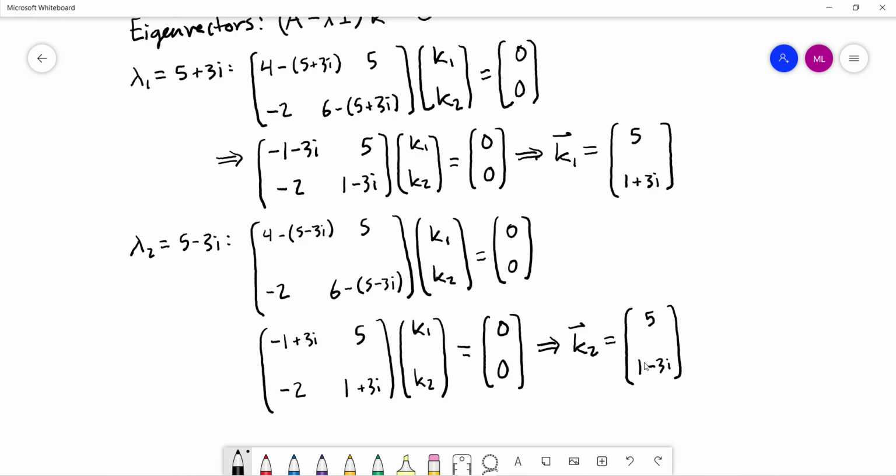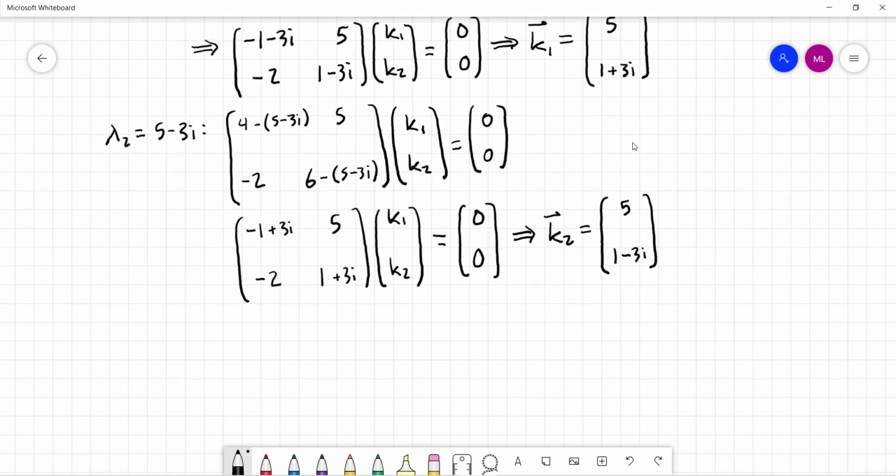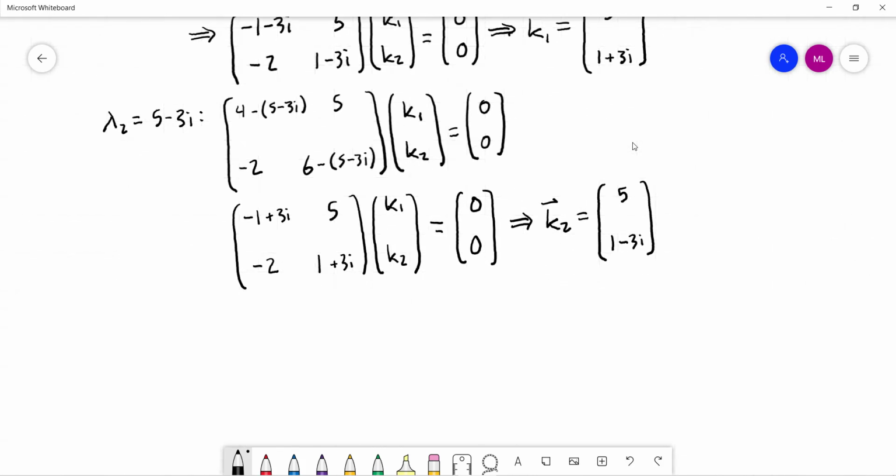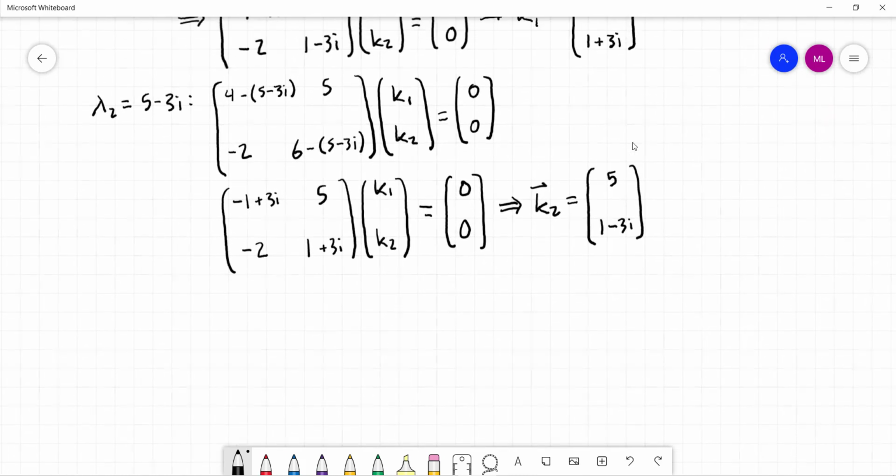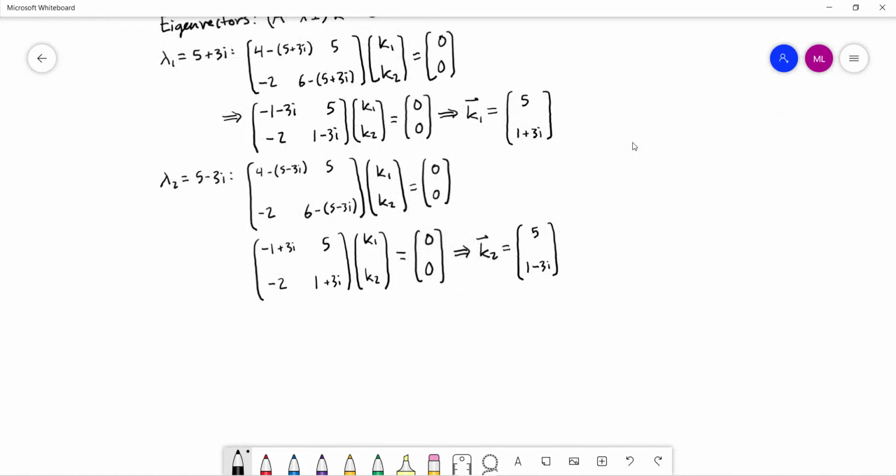So basically, we didn't really need to do this extra work here. This will always happen. Once you have one eigenvalue and its corresponding eigenvector, know that the other eigenvalue's eigenvector will be the complex conjugate of the original eigenvector. So we don't need to do this extra work. Notice that that will always happen. We can skip that second step.